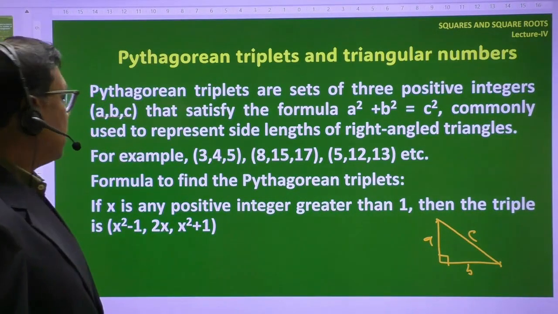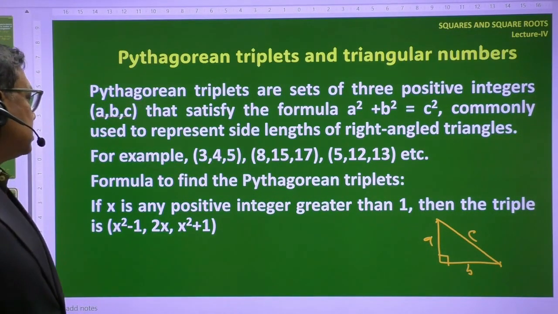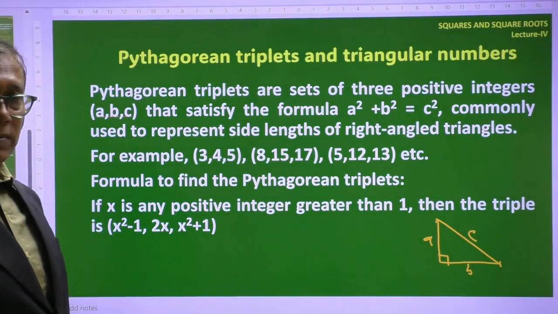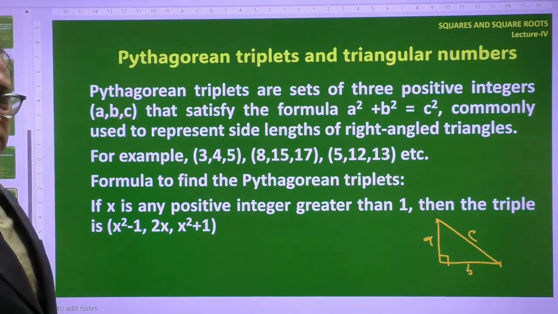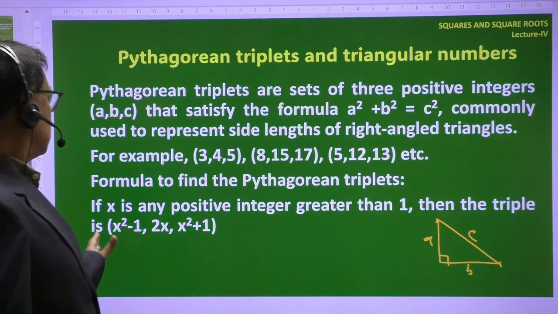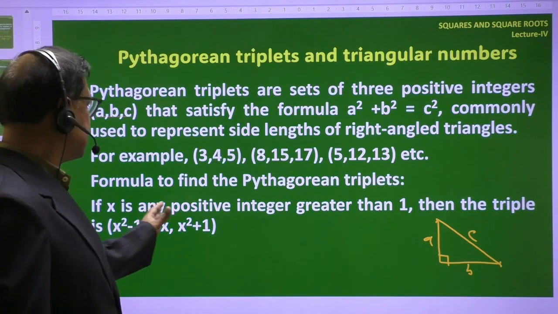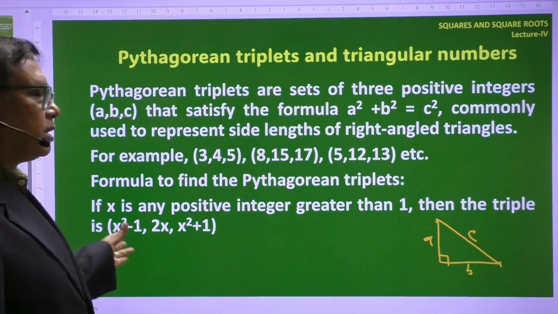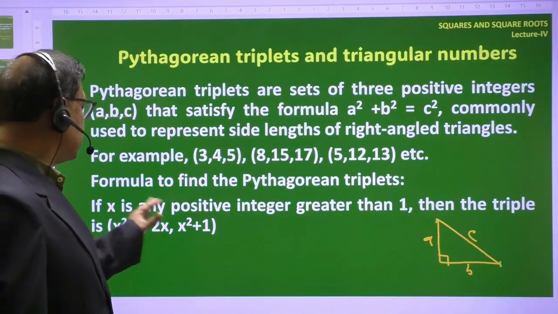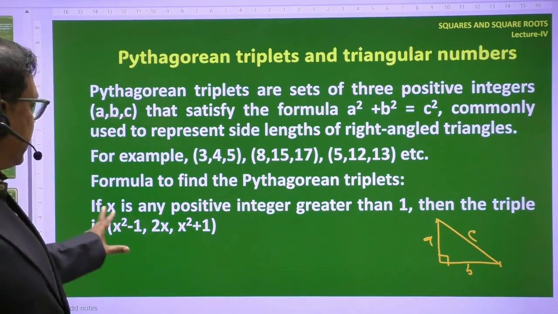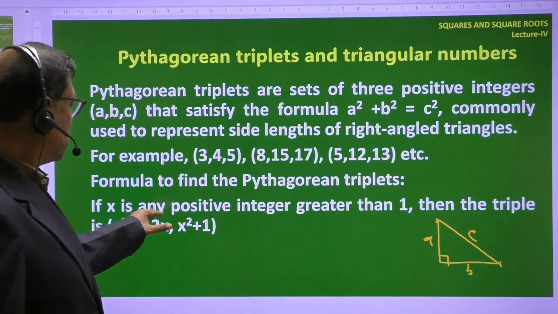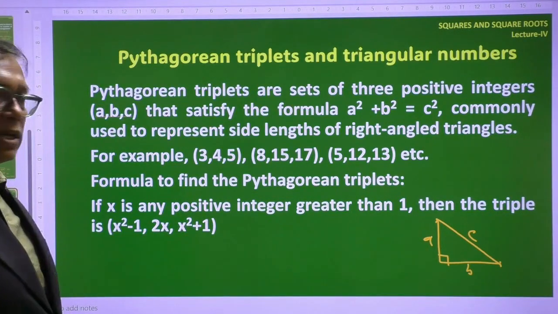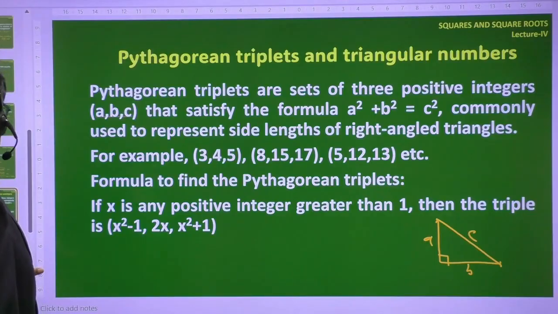Yes, but we have a formula to find the Pythagorean triplet. If we know one member, then other members we can easily find. If x is any positive integer and greater than 1, then the Pythagorean triplets we can find using this formula: x square minus 1, 2x and x square plus 1. These are the Pythagorean triplets. Is it clear?